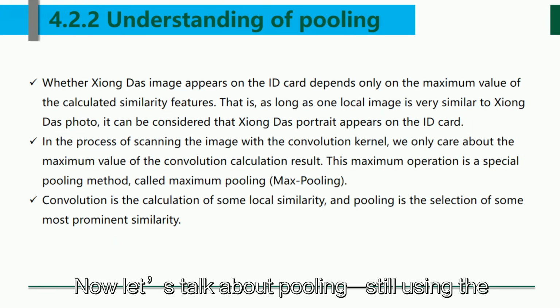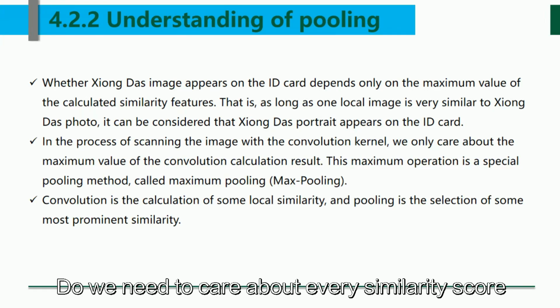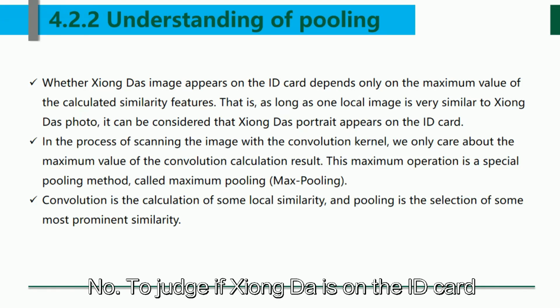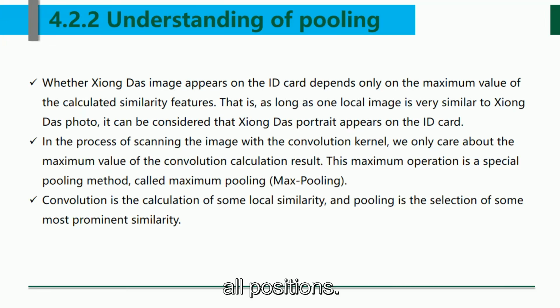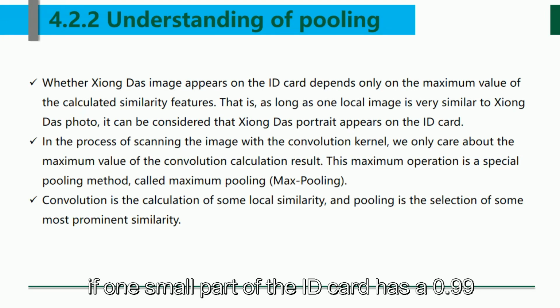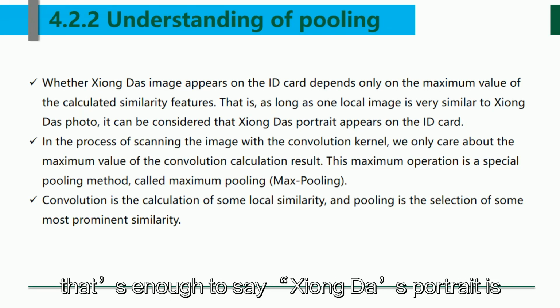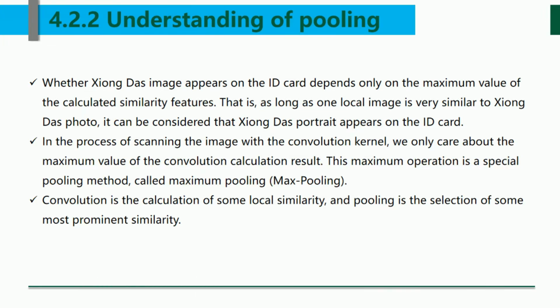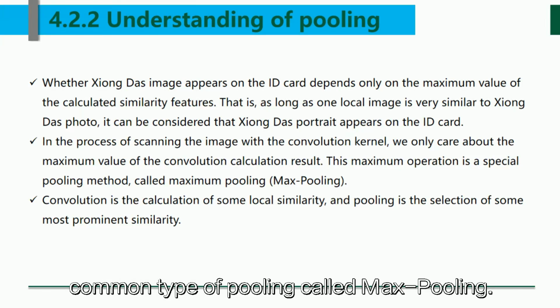Now, let's talk about pooling, still using the check for Xiongda on the ID card example. Do we need to care about every similarity score from convolution? No, to judge if Xiongda is on the ID card, we only need the maximum similarity score from all positions. For example, if one small part of the ID card has a 0.99 similarity to Xiongda's kernel, that's enough to say Xiongda's portrait is on the ID card. We don't need to look at other low scores. This taking the maximum value operation is a common type of pooling called max pooling.